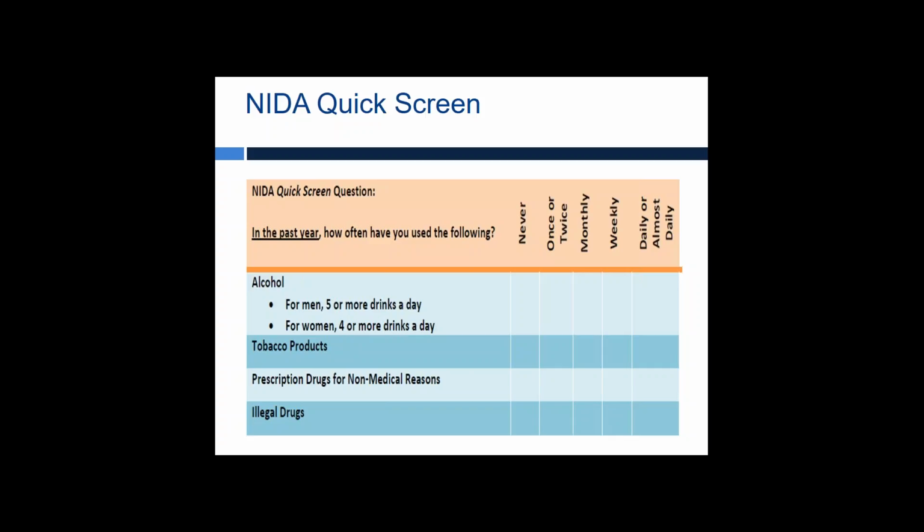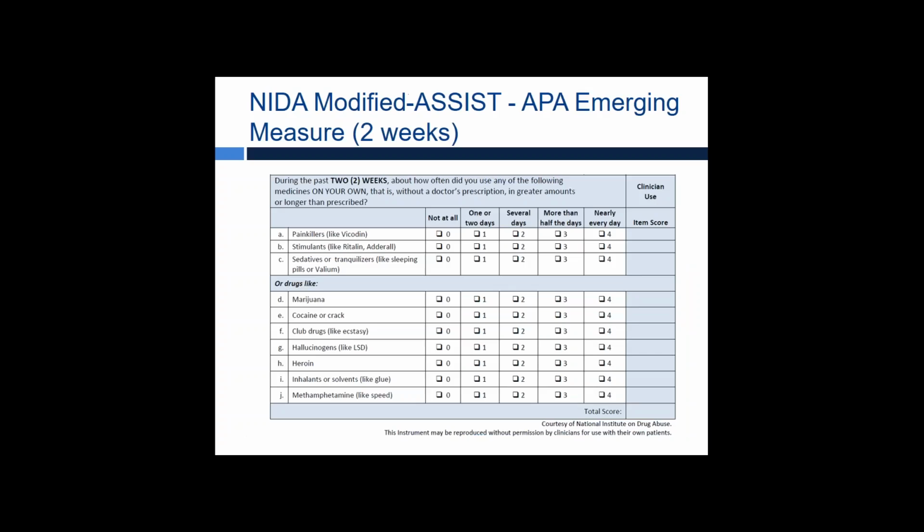So I wanted to bring that to your attention because it seems like an overlooked tool that could be really useful. This is one that I'm finding people are not aware of at all. It's the NIDA Modified ASSIST, APA Emerging Measure, 2-week version. I don't know what they're actually going to end up calling it, but it's essentially what people have been looking for, a 2-week version. What has use been in the past 2 weeks?